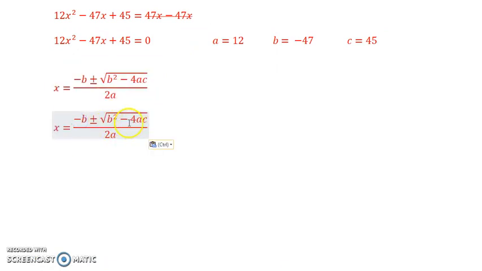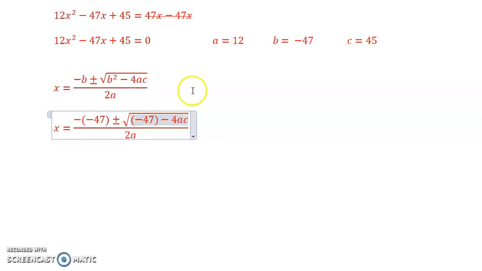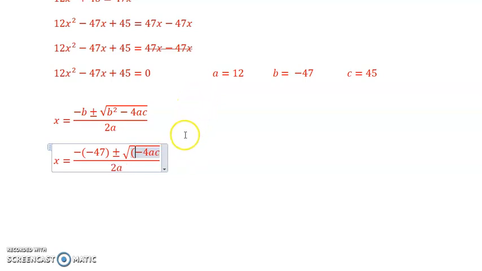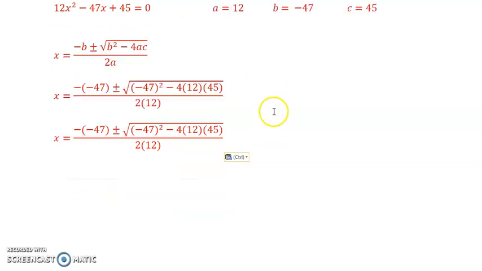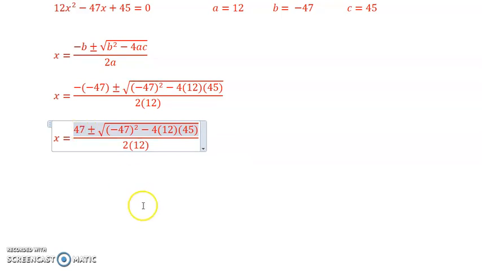So plug everything in. Negative 47 again. So negative 47 plus or minus negative 47 squared. Oh, I lost the squared. Let me fix that. Negative 47 squared. A is 12, and C is 45, 45 for C, and A is 12 again. Okay, so I substitute all my values for A, B, and C in, and now I'm going to do my cleaning up. I say clean it up, so let's do the operations.